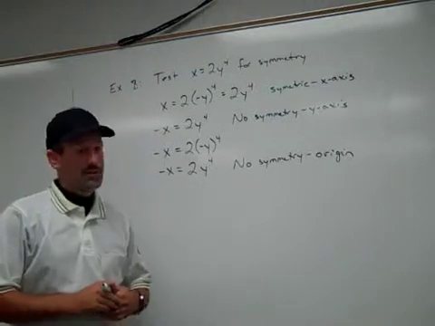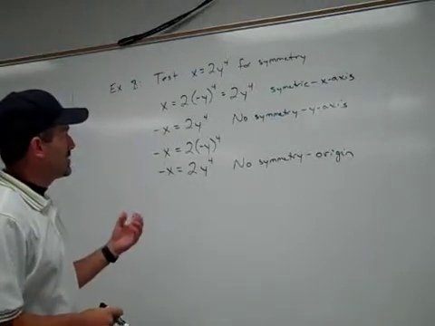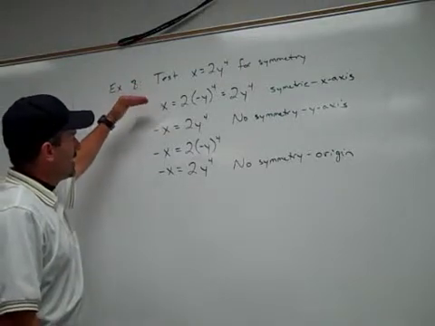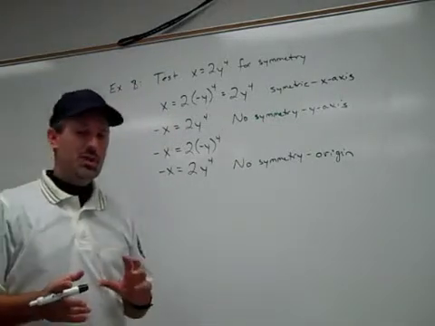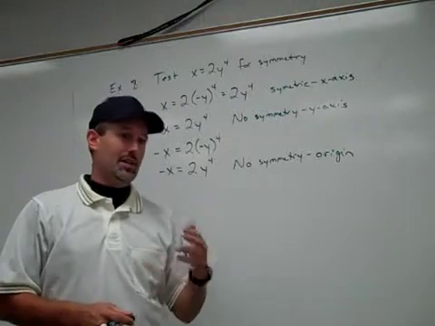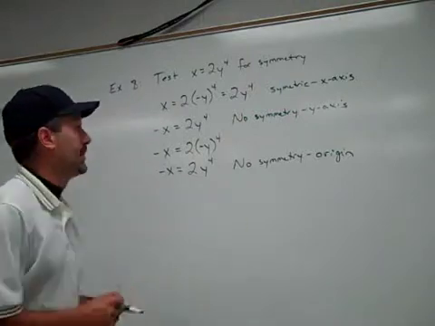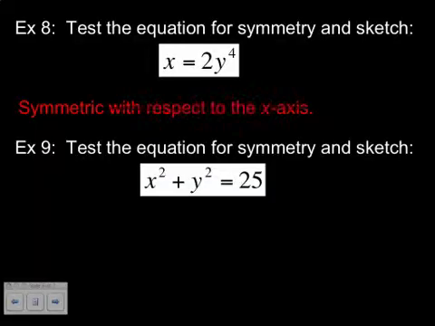And that's example 8, testing on symmetry. Anytime you test for symmetry, you have to test each type of symmetry, because sometimes certain equations can have more than one symmetry. It could have 2 of them, or it could even have all 3. As we see in the video, we find out that this equation is symmetric with respect to the x-axis.